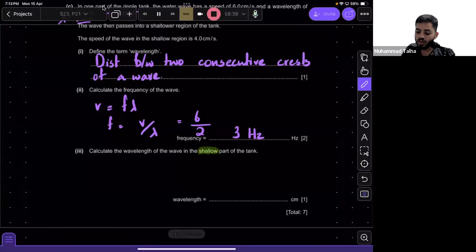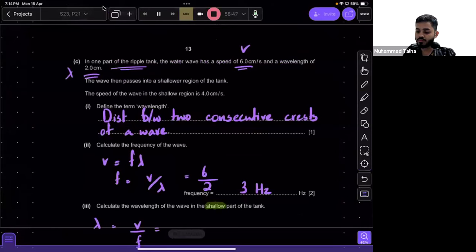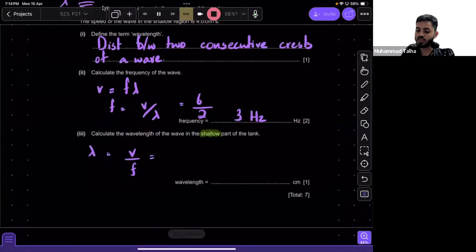So now I need to find the new lambda. So you can see that if I make lambda the subject, this is going to be V over F. And I know the new V, right? The new V is this. F is 3. So this is just 4 over 3. Never ever leave your answer in O level or in A level physics as a fraction. Always write this down as a decimal, even if it is exact, as in this case. So 1.33 or 1.3 centimeters.